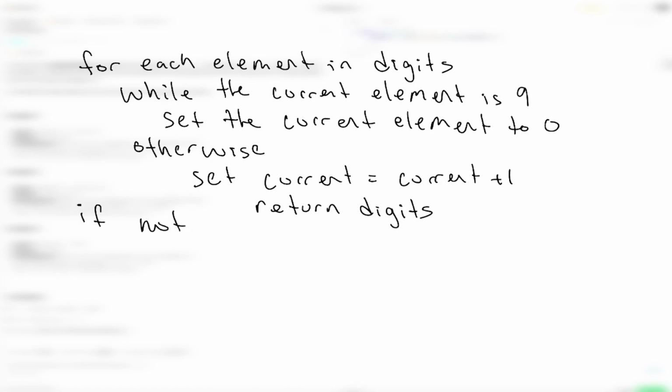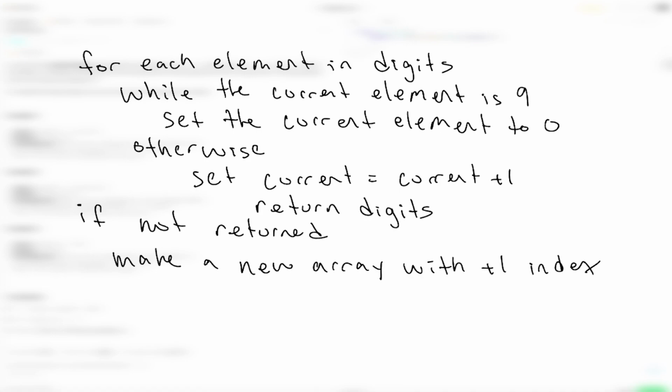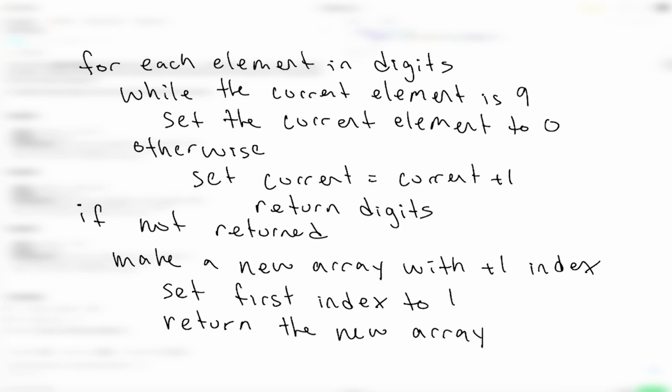So we're going to say if not returned, then we need to make a new array that is 1 index larger. We're going to set that first index to 1 and return that new array. So that's how we're going to set that up. Let's take a look at our example.